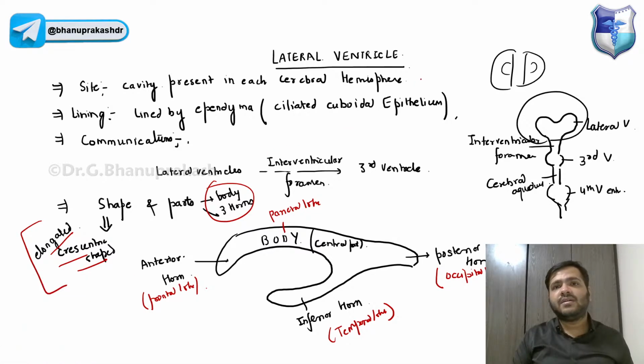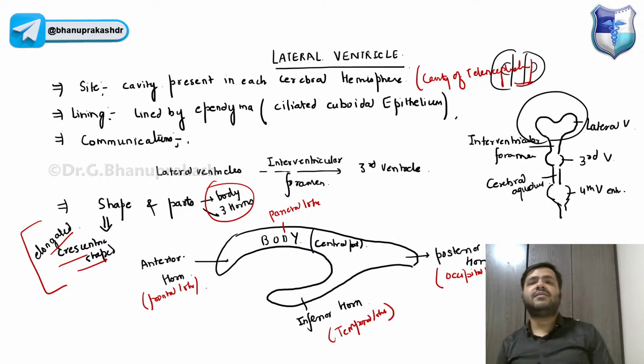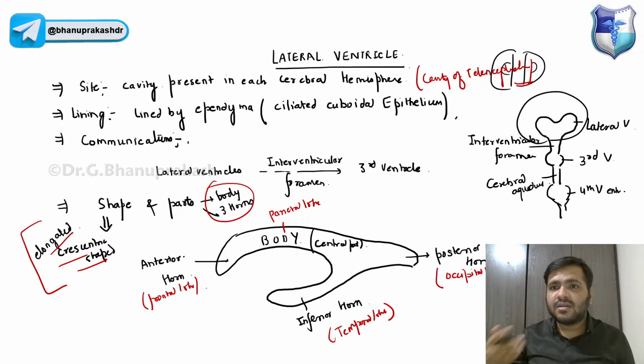Okay, it's the cavity of the diencephalon. Diencephalon, you already know, basically it is the cerebrum part, right? The lateral ventricle is located in the cerebrum, so it is the cavity of the telencephalon. The third ventricle, remember, is located in the cavity of the thalamus. It's situated in the thalamus, guys. So it is the cavity of the diencephalon.